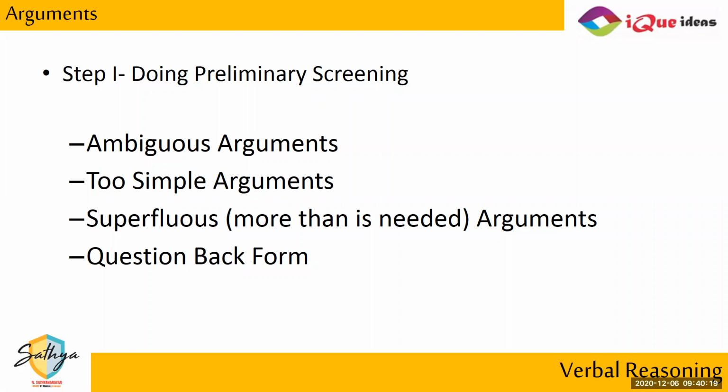Similarly, if it is in the question back form, right? Supposing you say, should India be made a superpower? And the answer says, yes, why not? But yeah, why not? कोई explanation नहीं है, right? It is a question back, but it does not give you a strong reason for yes or no. So any argument which is too simple, which is in a question without logic, इसको तो पहले ही हम डिस्क्राइब कर देंगे कि ये तो weak argument. I mean, this is not a strong argument, right?